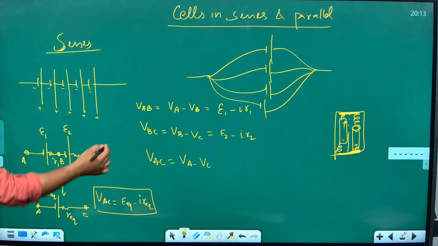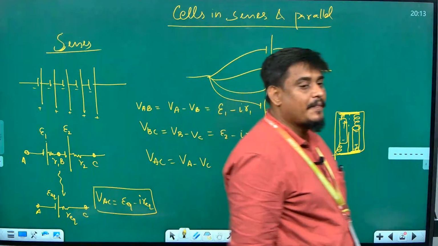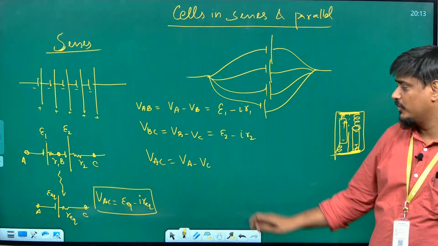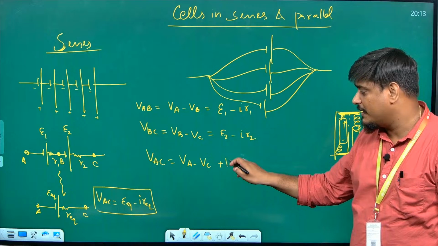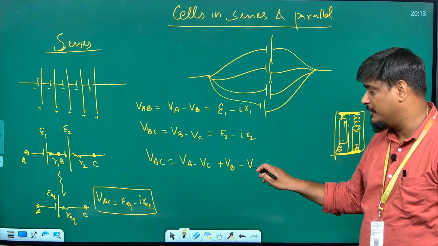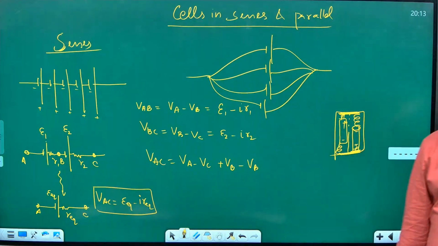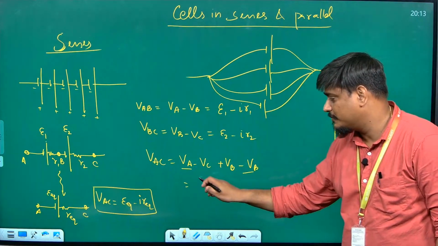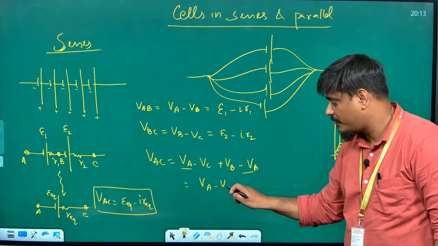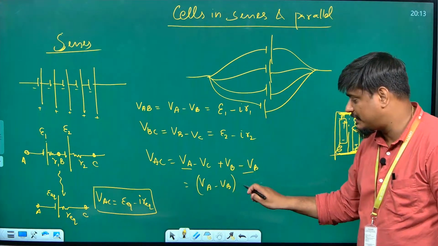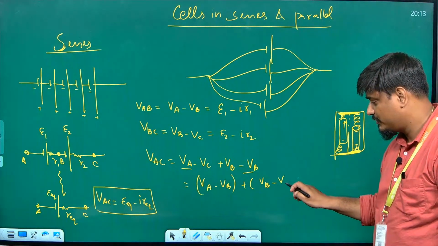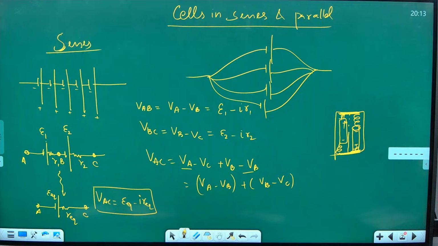But here, if I want to write VAC, I can write it in a way that these both can be used. You know what I will do? I will add VB and subtract VB. Now see how simple it becomes. Now it became VA minus VB plus VB minus VC. Don't you think so? Anybody has doubt in what I have done? Very basic calculation. I have just added VB and subtracted VB.